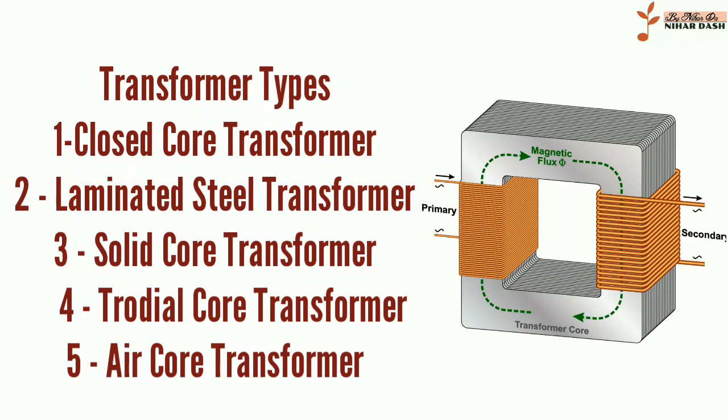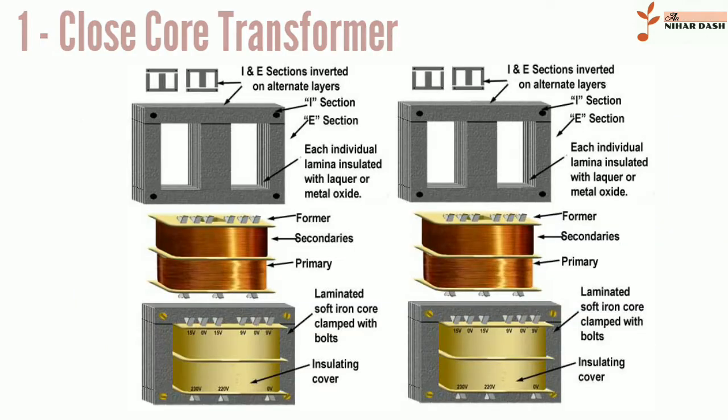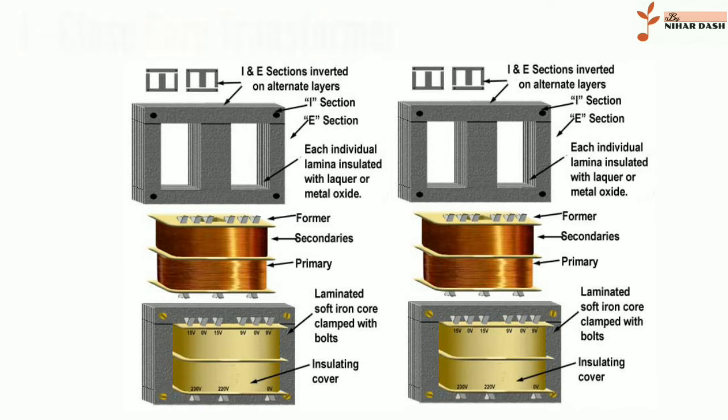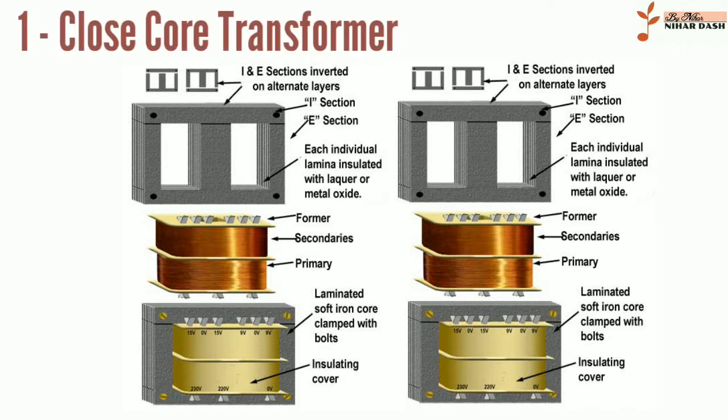Closed-core transformers, laminated steel core transformers, solid core transformers, toroidal core transformers, air core transformers. Core form equals core type, shell form equals shell type. Closed core transformers are constructed in core form or shell form. When windings surround the core, the transformer is core form. When windings are surrounded by the core, the transformer is shell form.